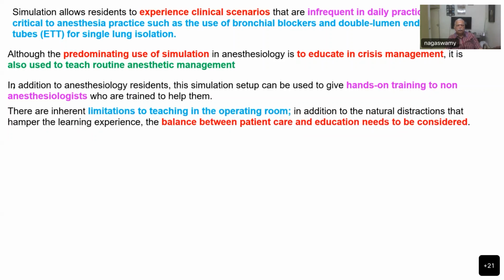There are inherent limitations to teaching in the operating room, in addition to natural distractions that are hampering. So you cannot do all the teaching of practical skills in the theater all the time, because you have to take care of the live patient, you have to monitor them, so that may interfere with patient care. That is the reason why simulation gives you a lot of relaxed free time. So in the OT, you have to balance between patient care and education needs, and you have to do a correct job of doing both. Simulation provides a platform for training in a risk-free environment.